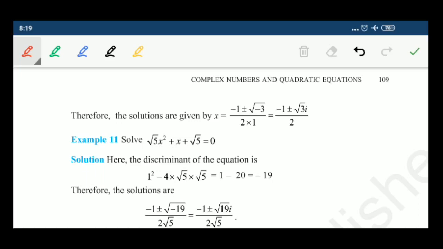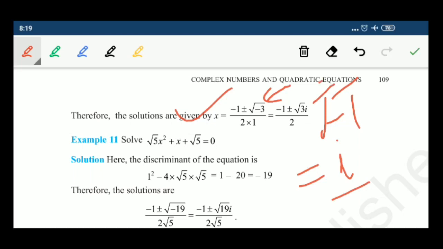See the solution of this quadratic equation: minus 1 plus minus under root 3 upon 2 multiplied by 1. So in place of this under root minus 3, you will use this identity, this result: under root minus 1 is equal to iota. So here you will write down iota, which is our required result. In the same way we can solve the rest of the questions of exercise 5.3.